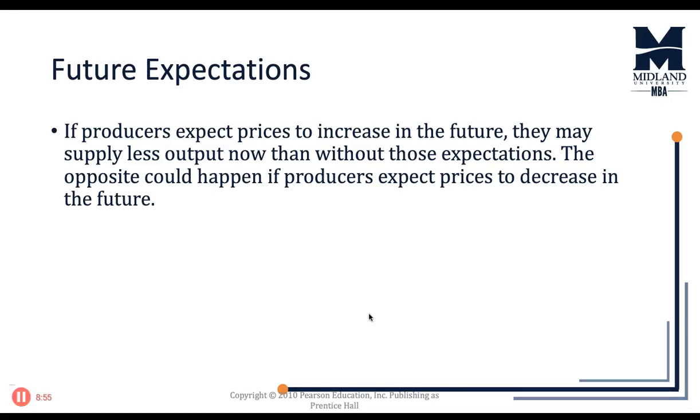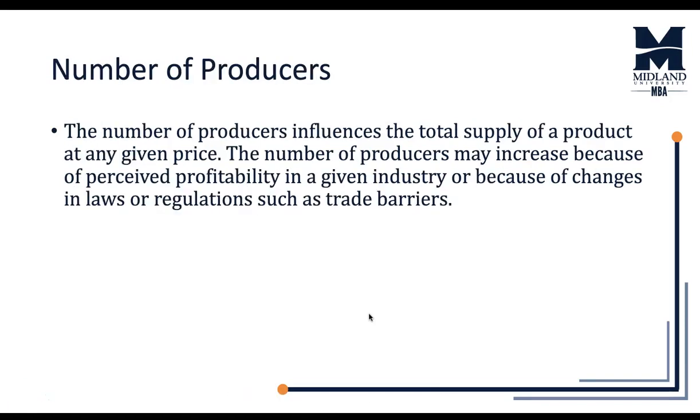So future expectations of managers are an important component that determines how many units of your products or service you are willing to bring to the market. And finally, I believe that's the last one, number of producers. The number of producers influences the total supply of a product at any given price. It's very true, right? There are so many examples, but the easiest is what happened to all the toy producers in the United States?